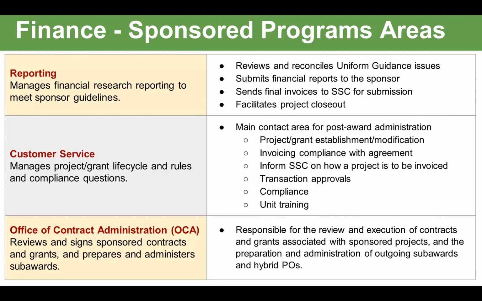The last area of sponsor programs is the Office of Contract Administration, OCA. You've come across them when you have a project that is giving money to another university, for example, and we need to set up a sub-award. OCA is responsible for the review and execution of contracts and grants associated with sponsor projects, and then they prep and do the administration of outgoing sub-awards and hybrid POs. That's just a little overview of the areas of sponsor programs.